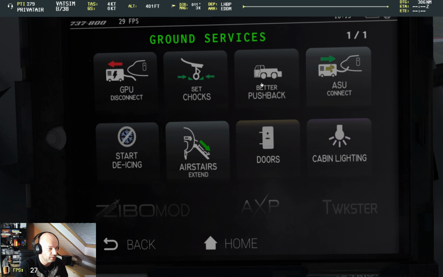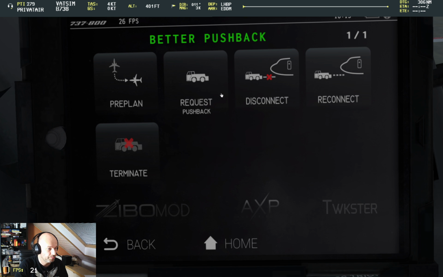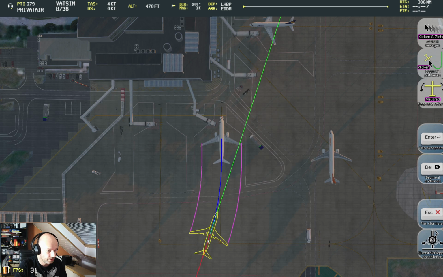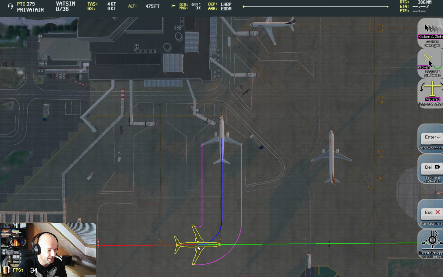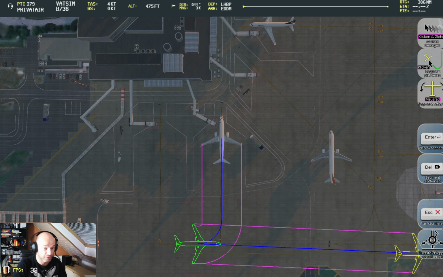We do that. Ground services, GPU, gone. Better pushback. Cockpit. Please show me where you want to go. Well, there's only one way to push back, really. Pushing back in the other direction would be stupid, wouldn't it?